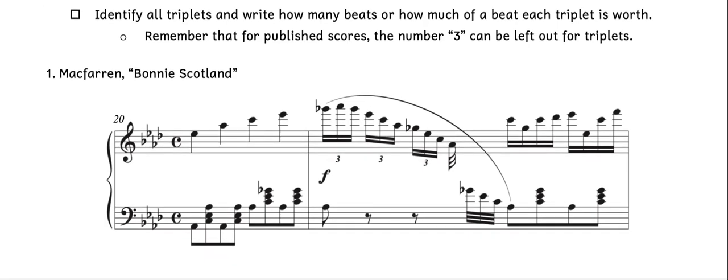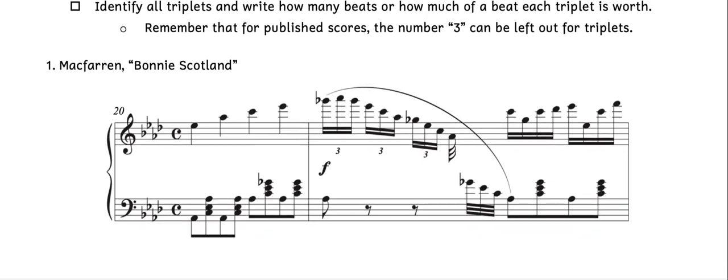All right, so I noticed that the time signature is common time. So this is a simple quadruple meter. There are 4 quarter notes per measure. So the first measure, measure 20, doesn't have any triplets. Measure 21 has triplets. So we have 1 there, 1 there, 1 there.